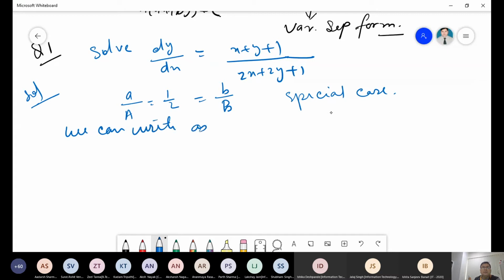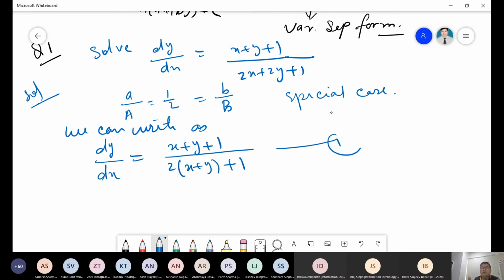We can write this equation as dy by dx equal to x plus y plus 1 upon, and in the special case we take the common factor 2 because this x plus y is the same, x plus y and then plus 1. So this is equation number 1. Fine. So what is the procedure?